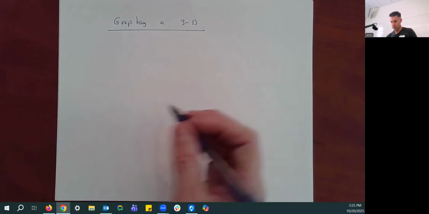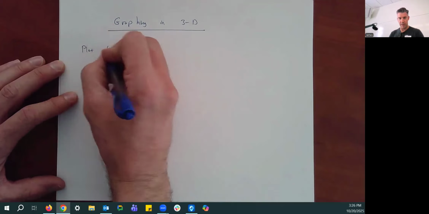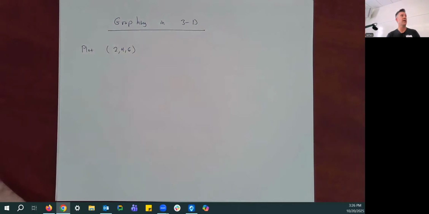And what I'll probably say a lot of is there's a lot of analogs to 2-dimensional graphing. So let's actually start with a few things here. Let's just plot a point. We're going to plot the point 2, 4, 6. And just like in the XY plane or the 2-dimensional coordinate plane, X comes before Y. In the 3-dimensional coordinate plane, X comes before Y, comes before Z.